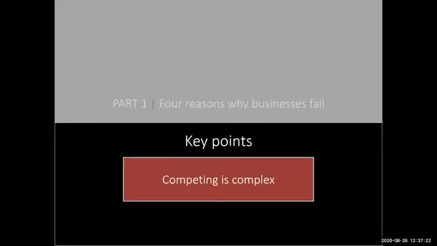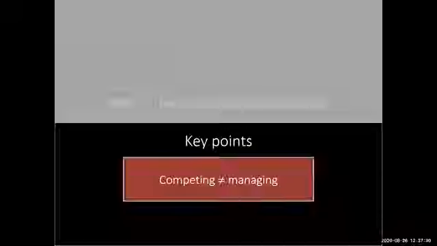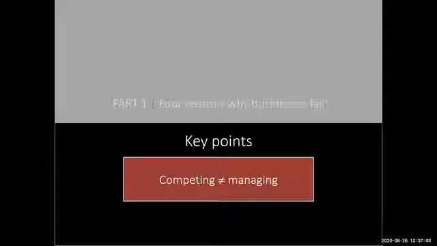Let's summarize the 4 reasons why businesses fail. First, competing is complex. We simply cannot do the arithmetic in our heads. Second, competing is not the same thing as managing. Managing inherently seeks certainty. It focuses internally, and it's sort of machine-like. Competing is inherently uncertain, externally focused, and game-like. Both are necessary.